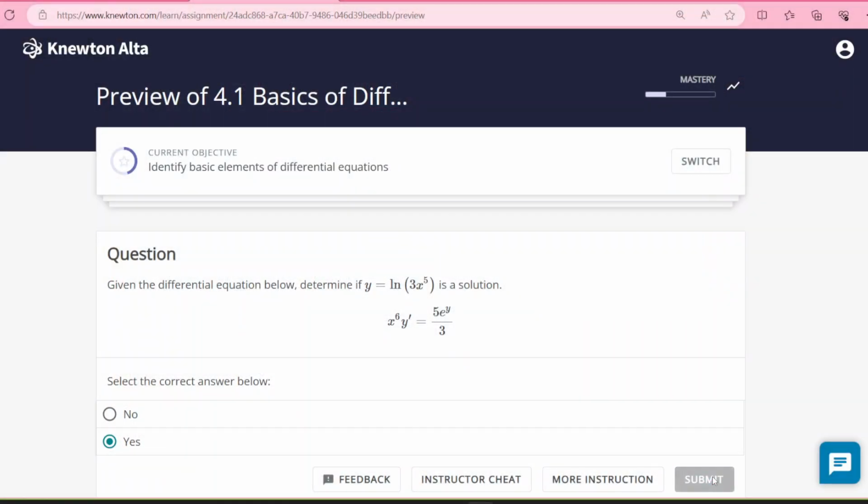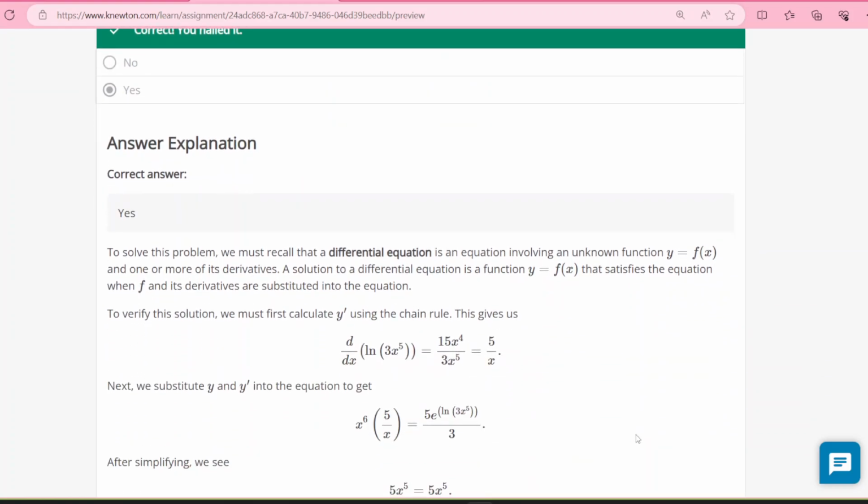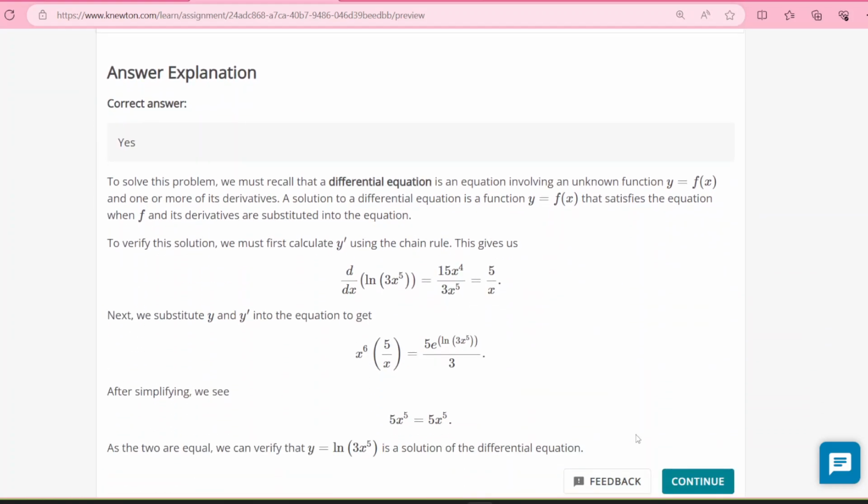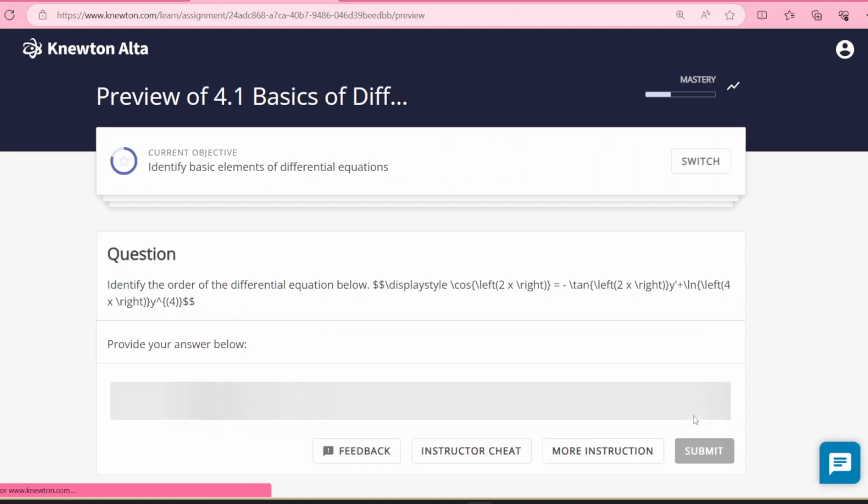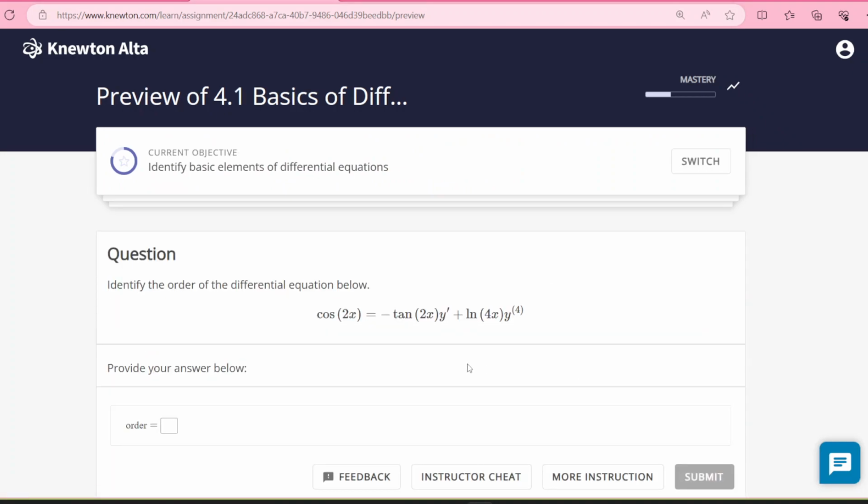So yes, wonderful. All right, moving on, continuing still in the subjective. Now this is simply identify the order of the differential equation below.